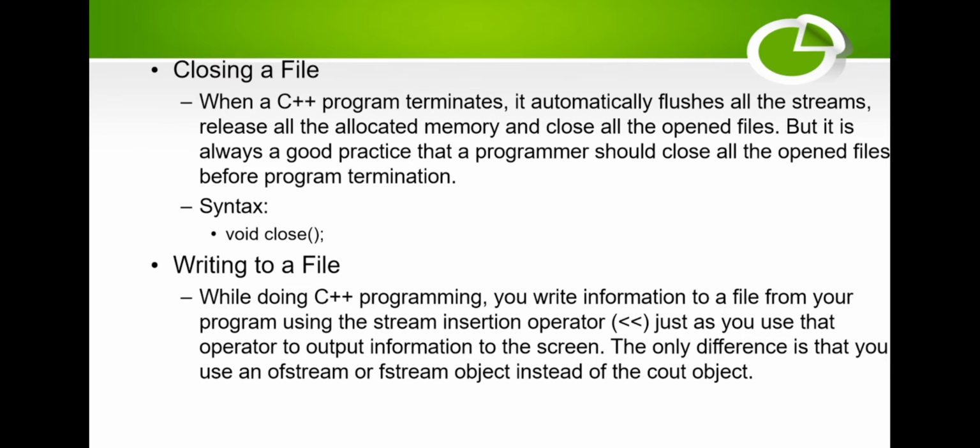The second operation performed on a file is closing the file. When a C++ program terminates, it automatically flushes all the streams, releases all the allocated memory and closes all the opened files. It is nothing but this: whenever we terminate the C++ program, the compiler itself removes all the memory allocated to that program. It closes all the opened files and flushes all the streams. So all the work is done by the compiler itself.